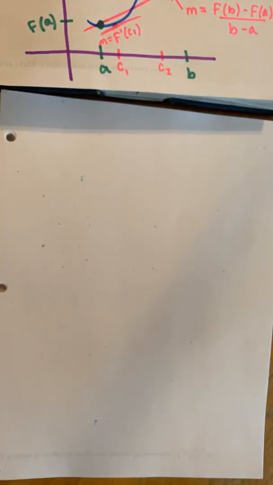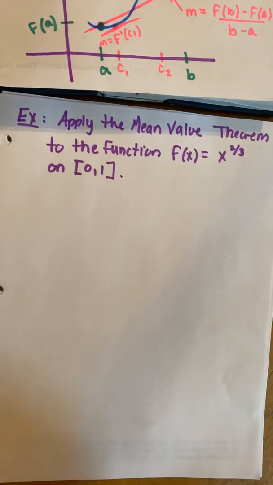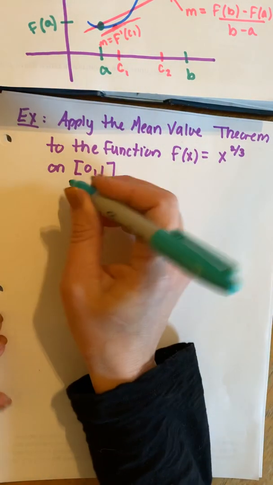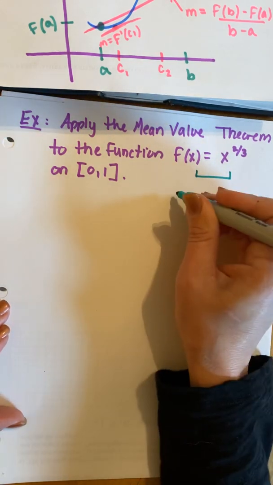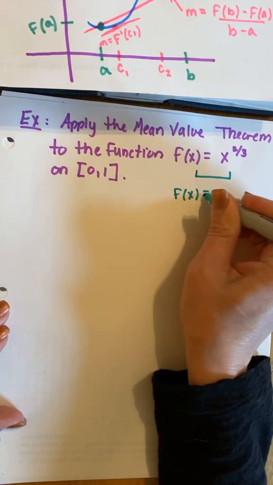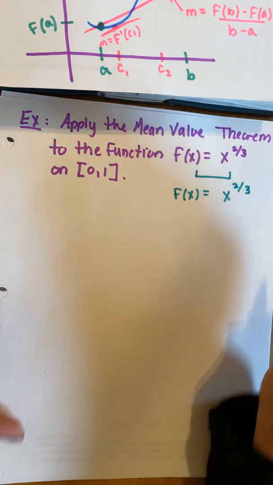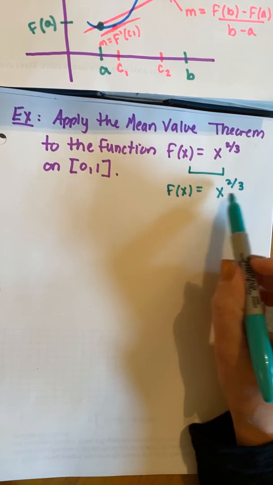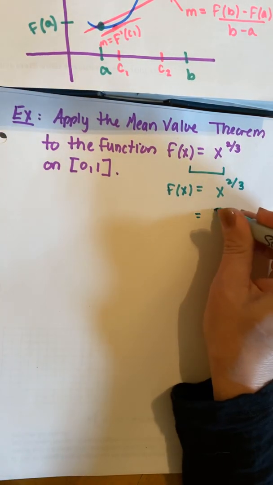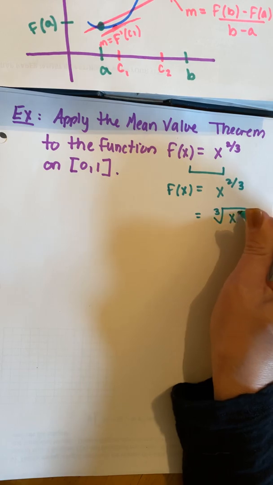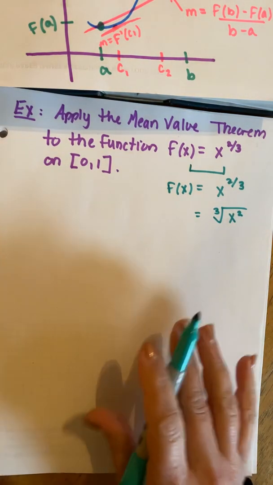So let's look at an application of this. Let's apply the mean value theorem to the function f of x equals x to the 2/3 on the interval from 0 to 1. So first thing we have to do, are the hypotheses satisfied? f of x equals x to the 2/3. It's a cube root function with an x squared underneath. Cube roots are continuous and differentiable everywhere, so we have no problem with this function.